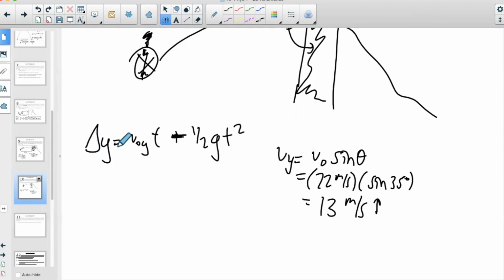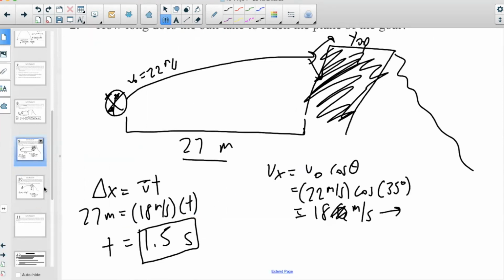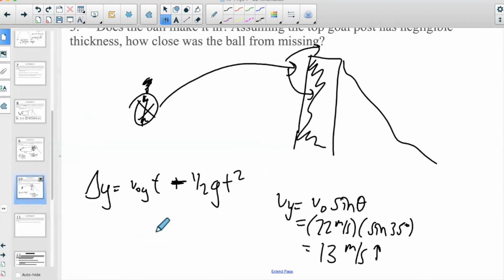So now we can simply plug our numbers in. We know time to be 1.5 seconds, right? From the last problem. Remember, time is the same in both dimensions. If I drop something, it's going to hit the ground at the same time. If I throw something, it's going to hit the ground at the same time in the y direction and the x direction. So t is going to be the same. So now let's plug our stuff in and figure out delta y, which we want.